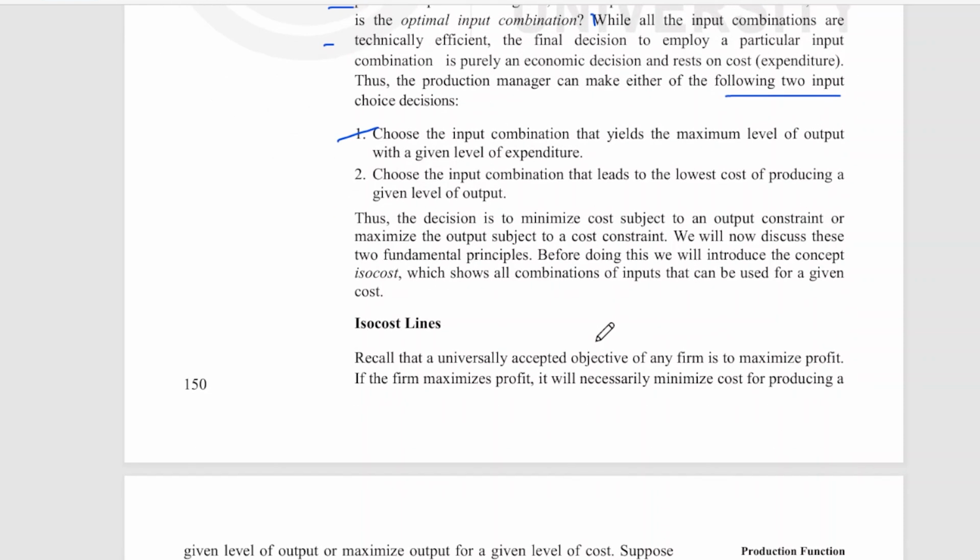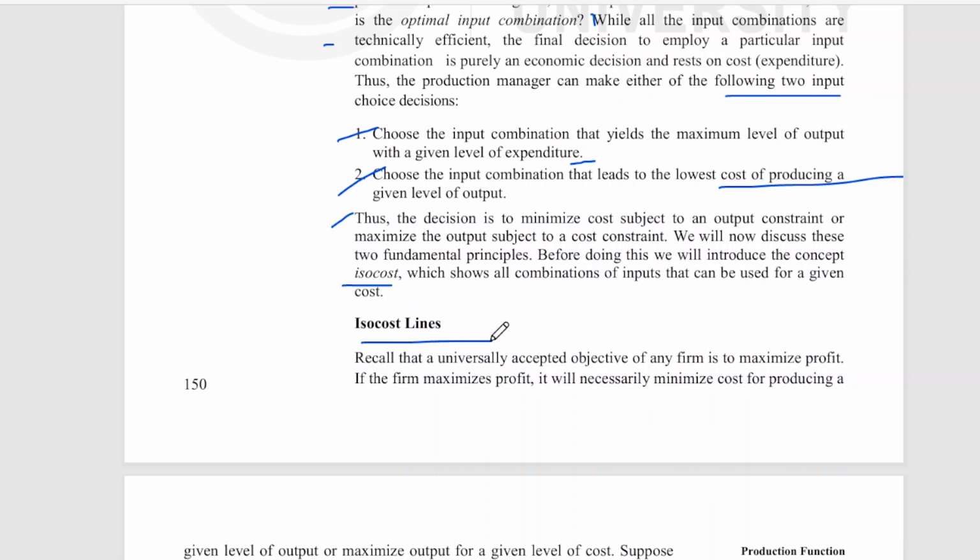One is to choose the input combination that yields the maximum level of output with a given level of expenditure, and the other is to choose the input combination that leads to the lowest cost of producing a given level of output. Thus the decision is to minimize cost subject to an output constraint or maximize the output subject to a cost constraint. So we will now discuss these two fundamental principles. Before doing this, we will introduce the concept of isocost.